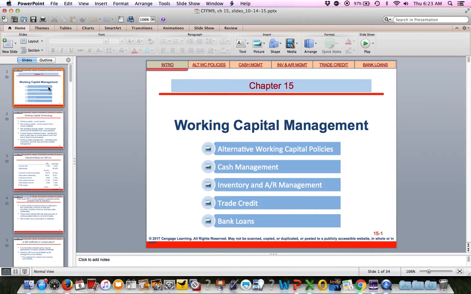Chapter 15. Chapter 15 you can see is about working capital management. So we'll talk about what working capital is. That's going back a few chapters. Beginning of the class we talked about what working capital was. Now we're going to talk about what are some things we can do to better manage it, make sure we've got a good handle on the numbers, and understand how decisions we make affect our working capital.